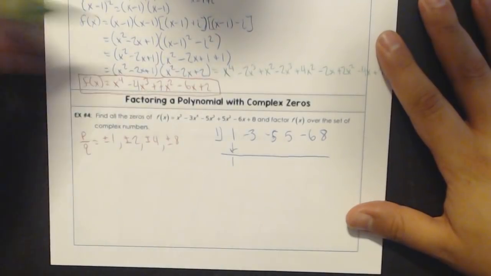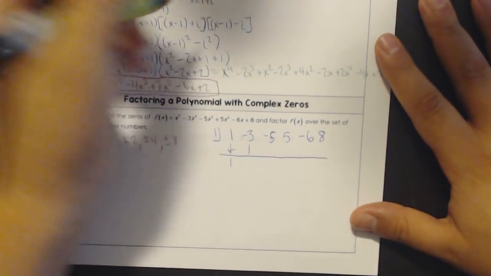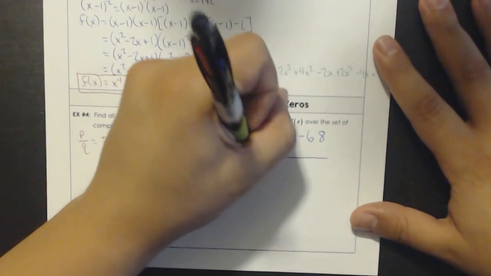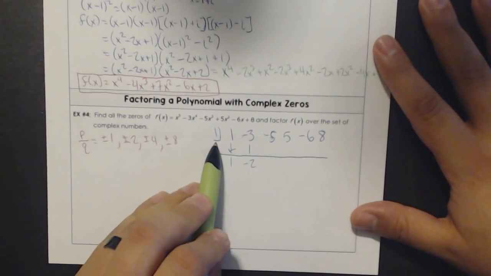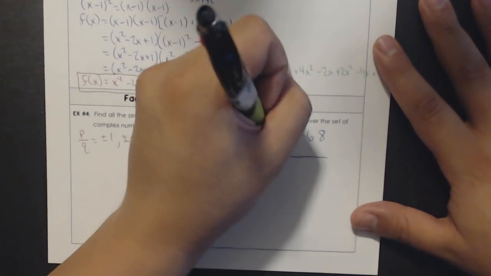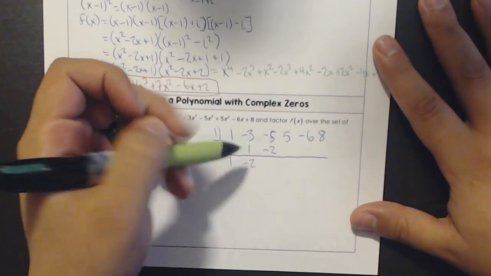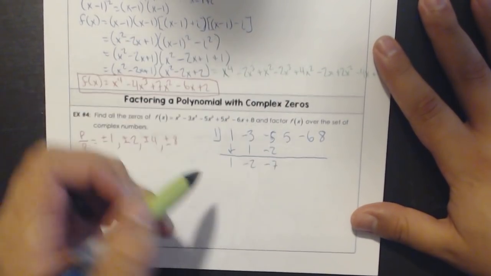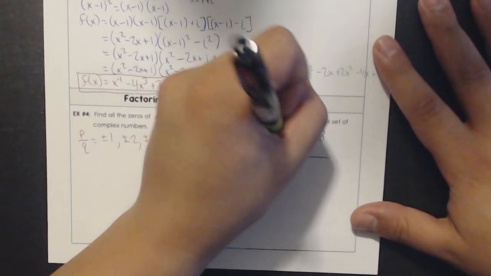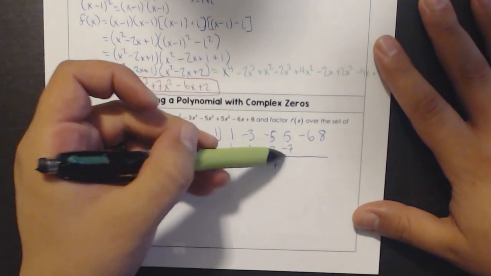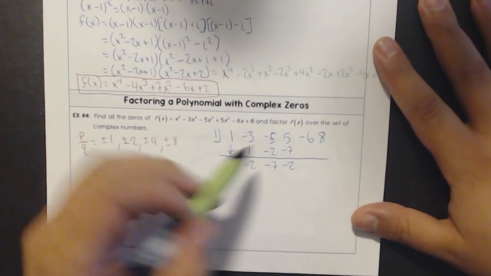So I bring down the 1. 1 times 1 gives me 1. -3 plus 1 gives me -2. -2 times 1 gives me a -2. -5 plus -2 gives me -7. -7 times 1 gives me a -7. 5 plus -7 gives me a -2.